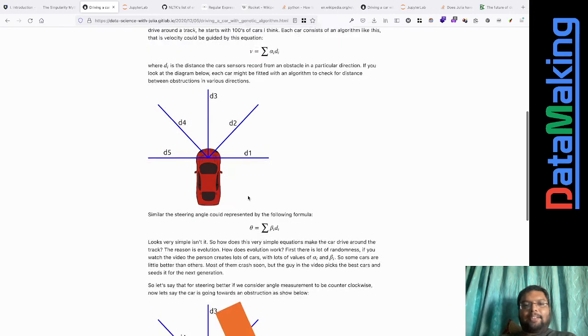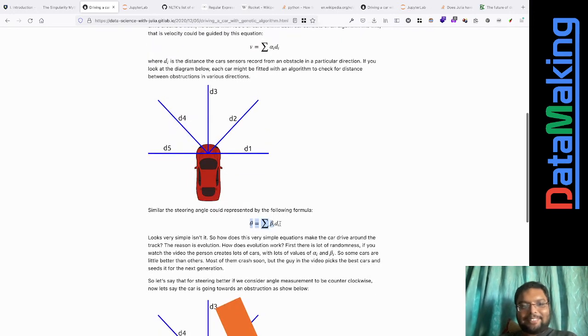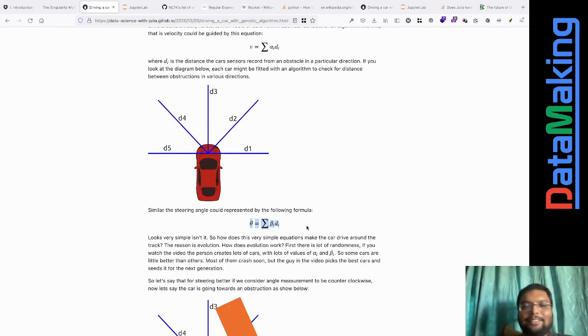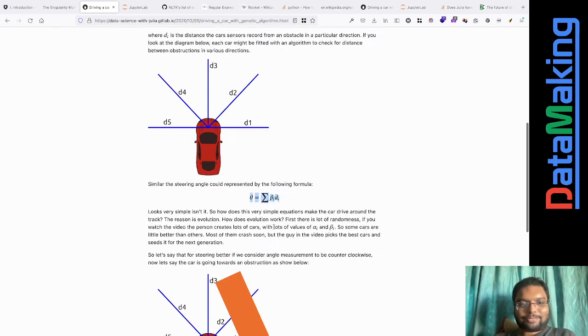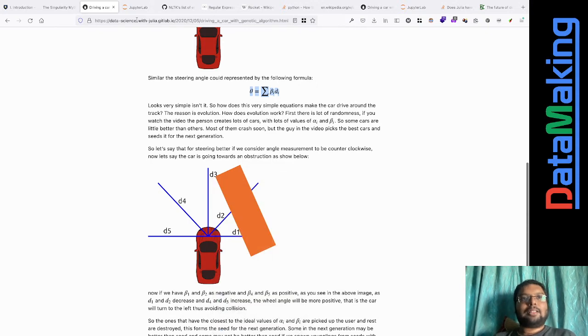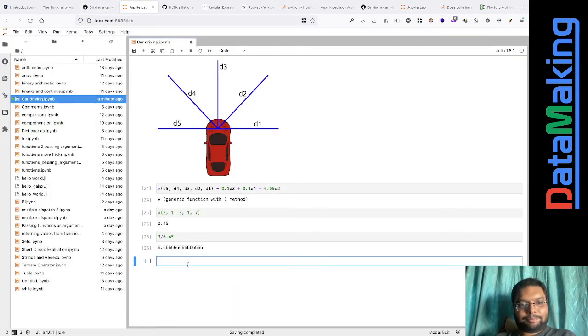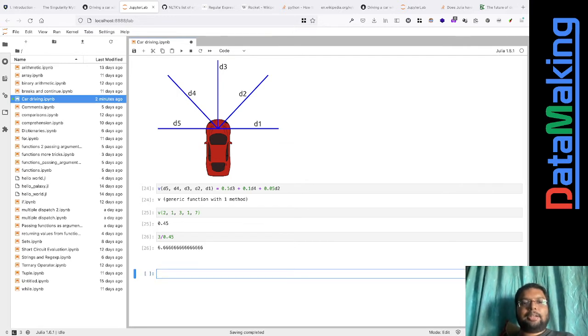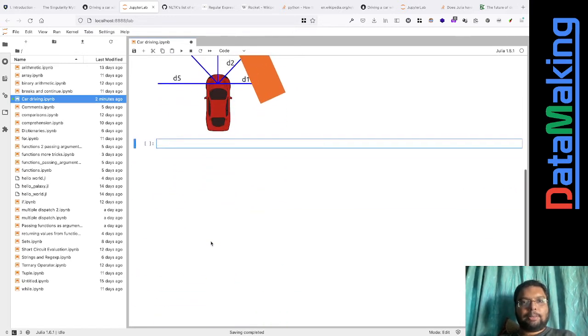And the angle is surprisingly almost the same formula, but with different constants. Let me show you how. Copy image link. I'll make this markdown, so I'll just put the image. If you want, you can go and read about markdown, what it is and how to do it. It might be useful.